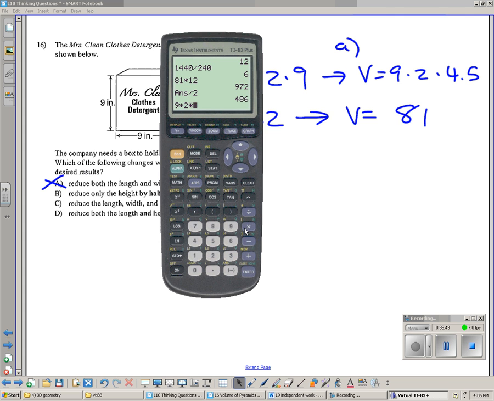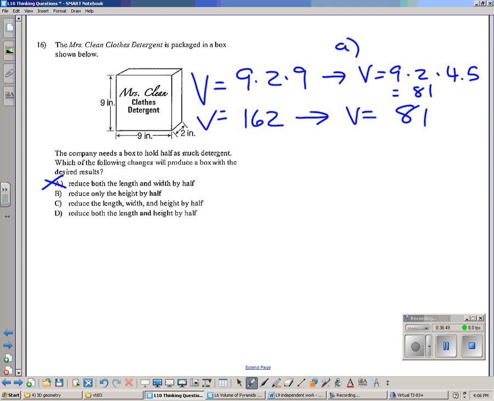9 times 2 times 4.5, and that becomes 81. And voila, we did it. So actually, only reducing the height by half is the answer. If you do too many things, you're going to get too small of a box, believe it or not.